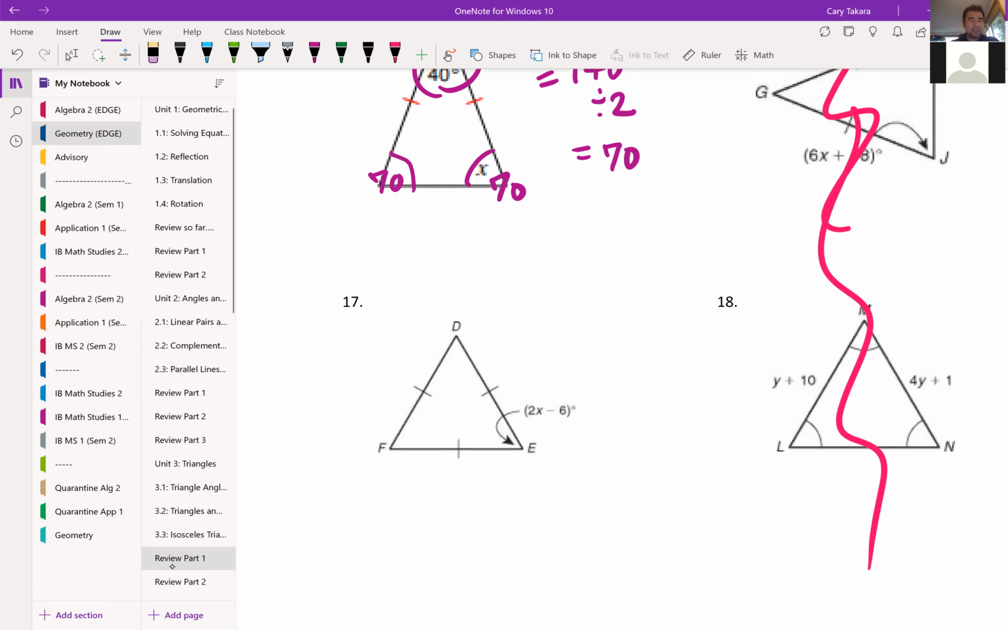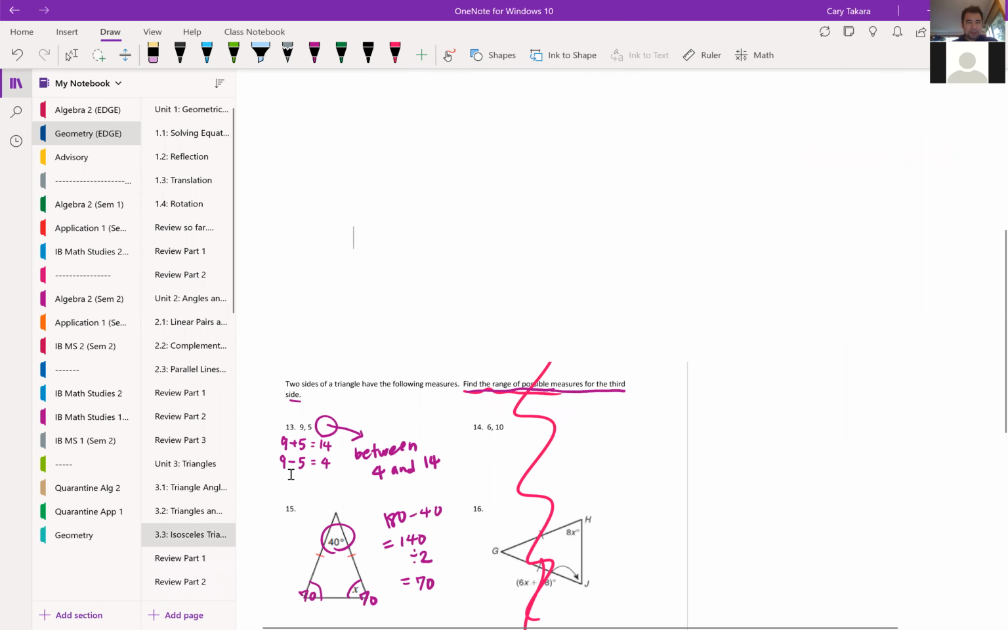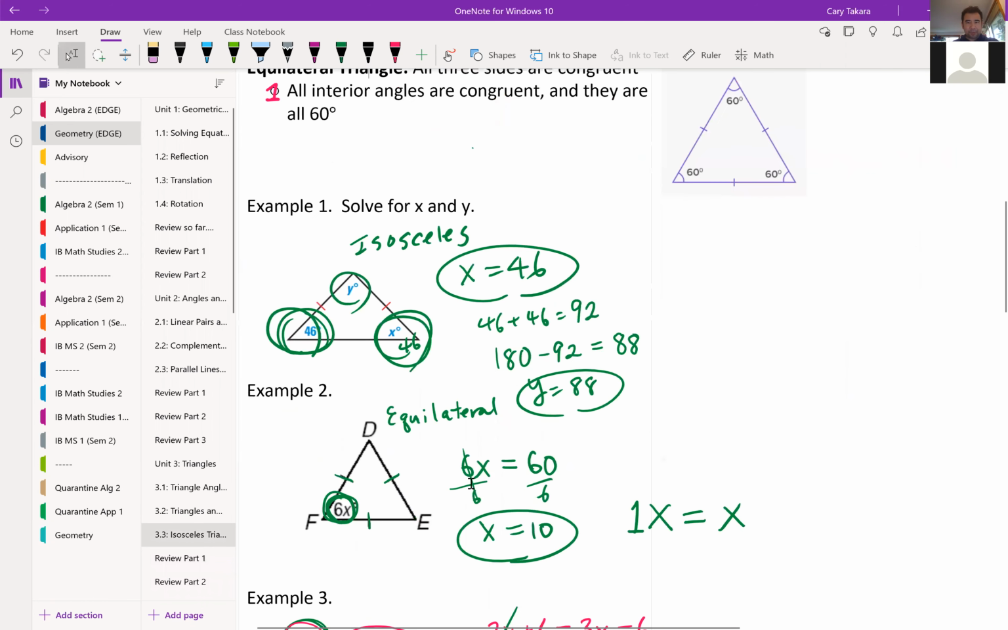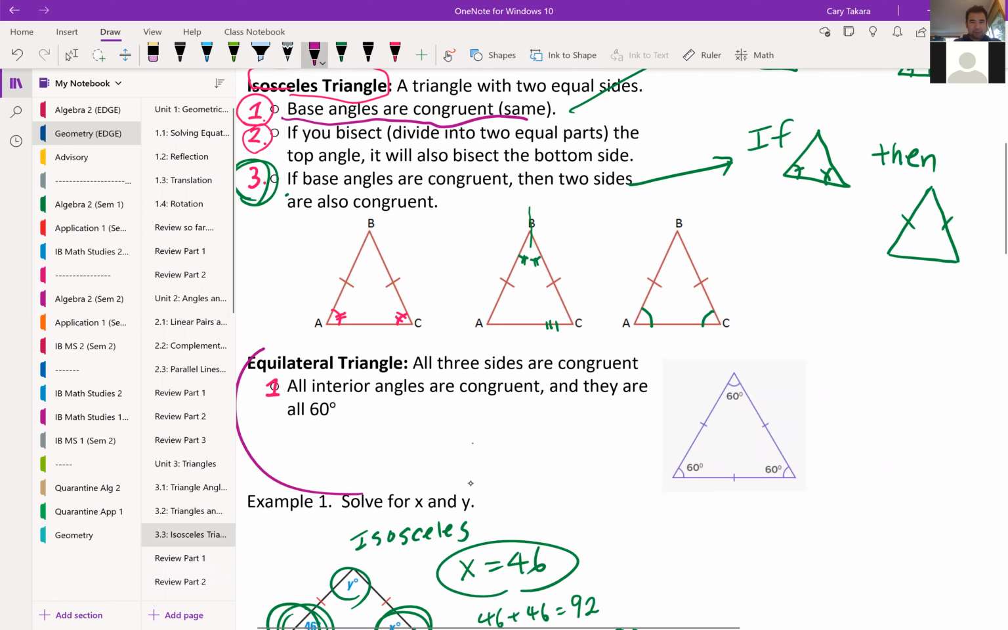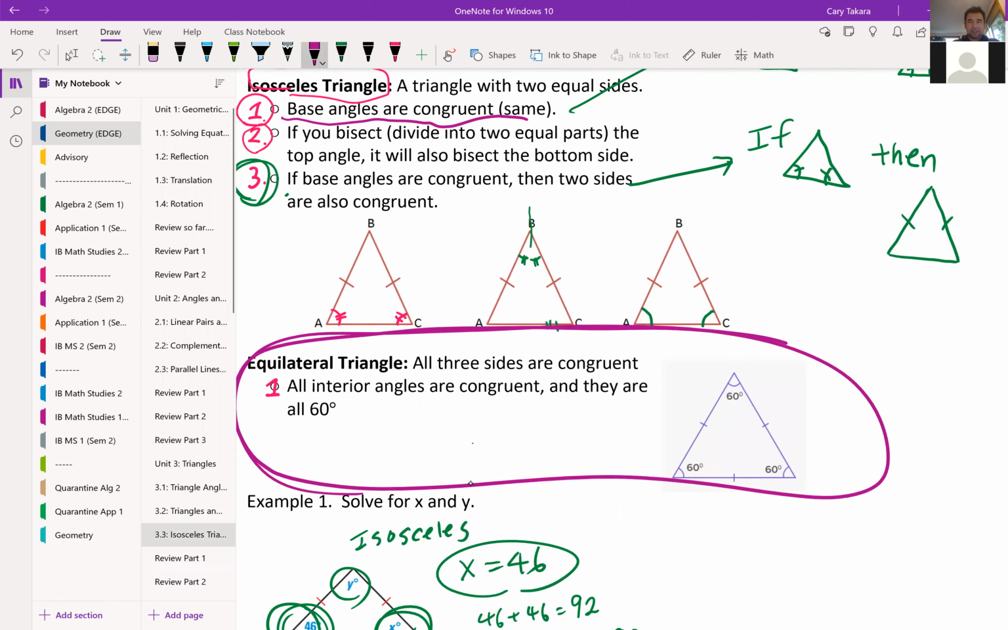Now, do you remember anything about equilateral triangle? So let's dig through your notes. What do you have in your notes? Right here, equilateral triangle: all interior angles are congruent and they are all 60 degrees. Each angle is 60 degrees. 60, 60, 60. No matter how big the triangle is.